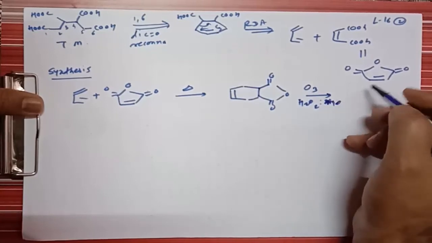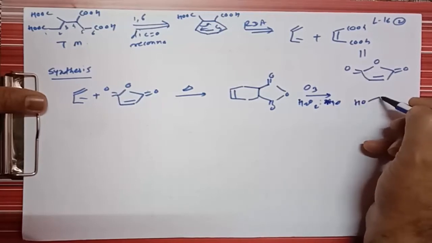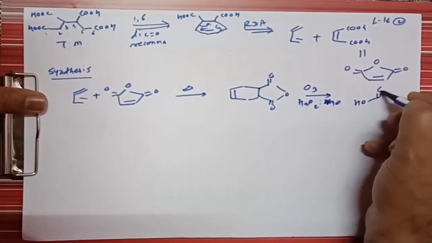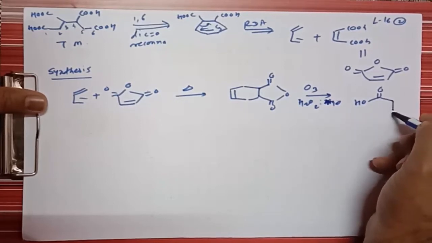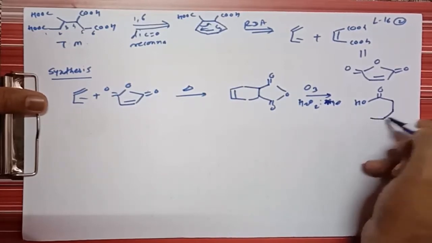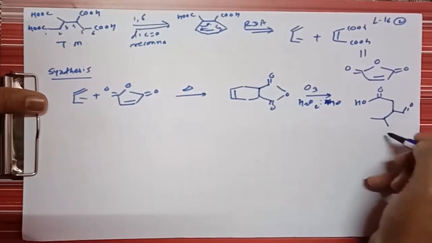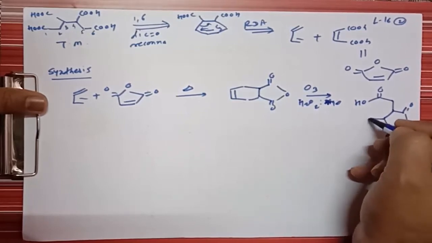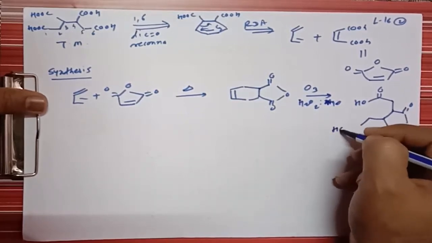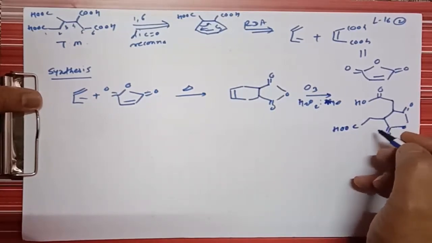H2O2 and Ag2O, so what it gives? It gives formation of directly acids, that is C double bond O, C double bond O, CH2, then CH2, then here is CH2, here is CH2, and here the remaining group will be as it is, and here is CH2, COOH.